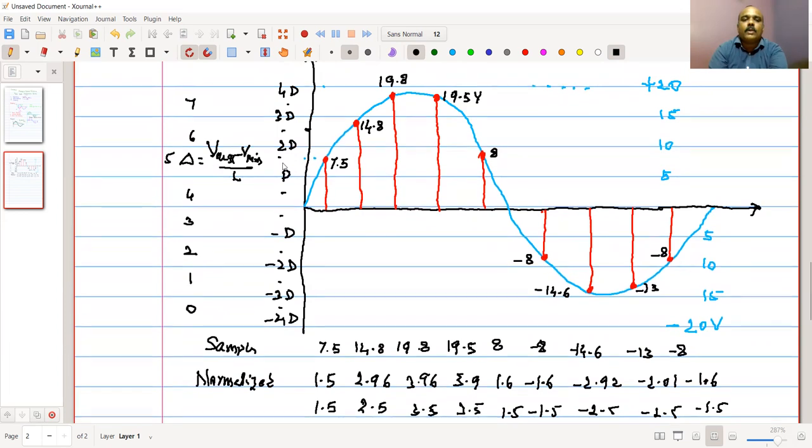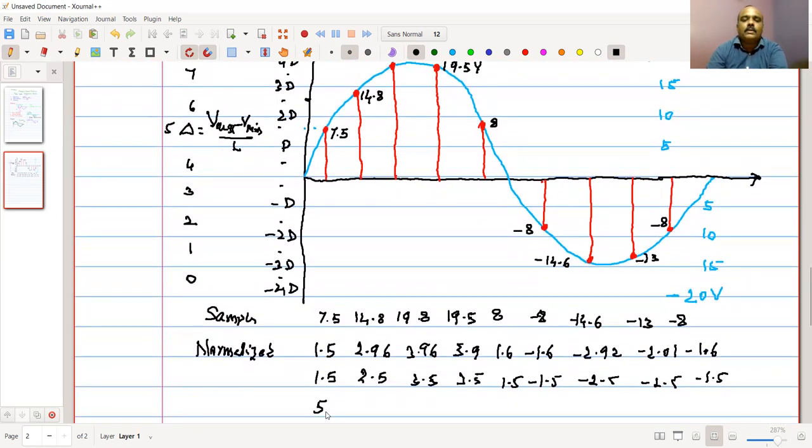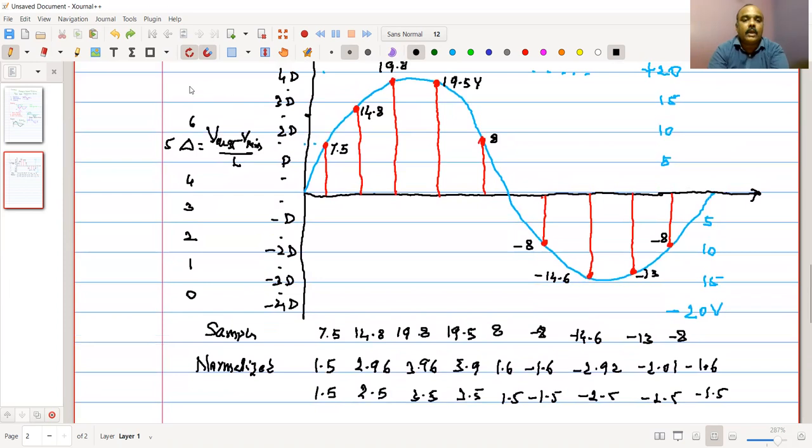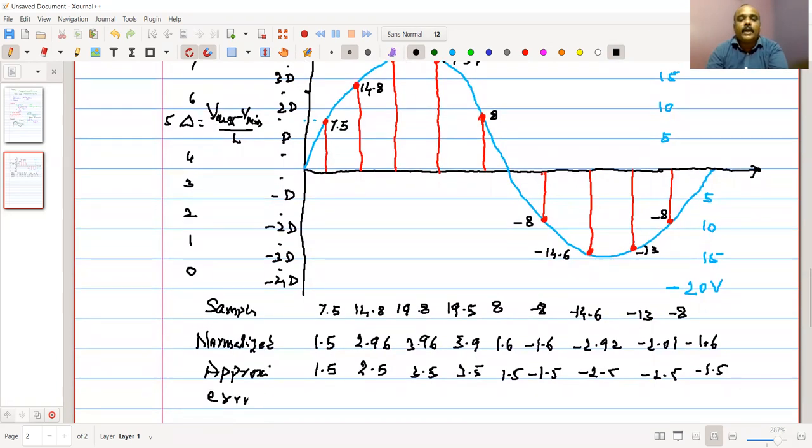Right? So, 1.5 comes here, for this value I'm talking. So, the integer value that we are going to map is 5. So after normalizing, I am approximating. So this step is called approximation. And if you compute the error here, you see that approximation is introducing some error. So this error is 0, right?